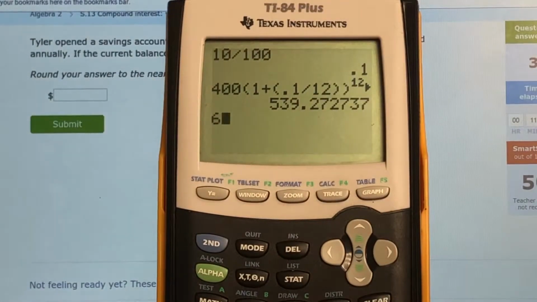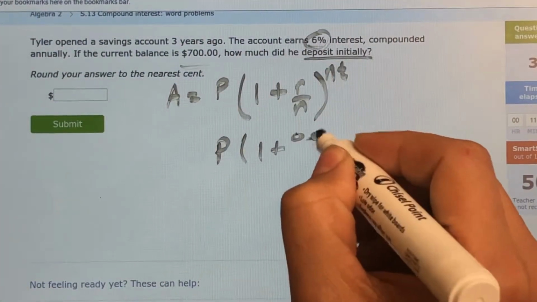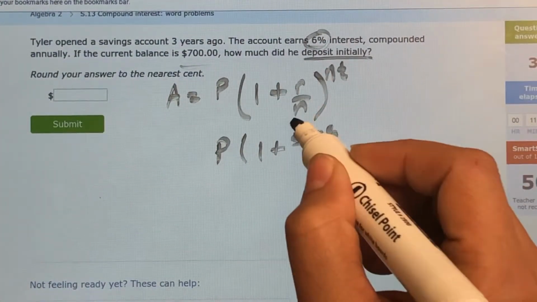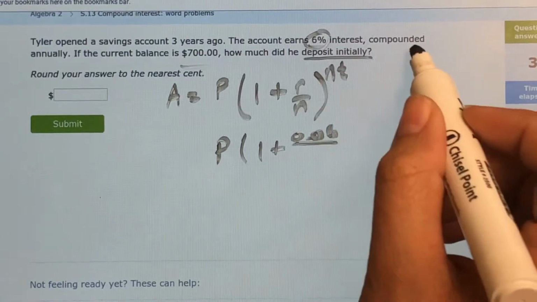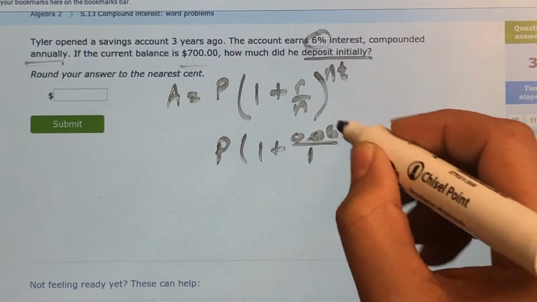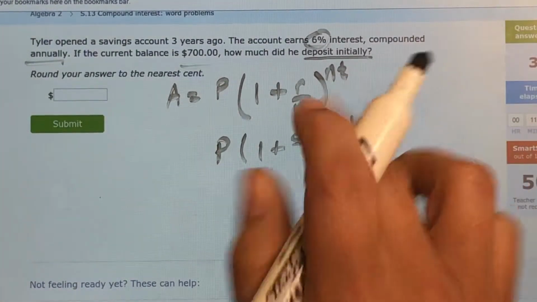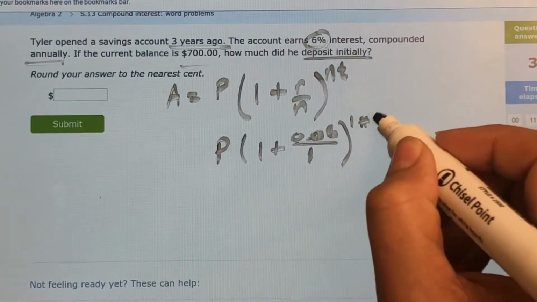Then I have 1 plus R, which is the one with the percent, but you're going to make it into a decimal. So 6 divided by 100 is 0.06 over N, which is what it's compounded, right? So compounded annually. So how many times is it compounded? 1. And then N again, so that's 1 times whatever time is. And what's time? 3 years.